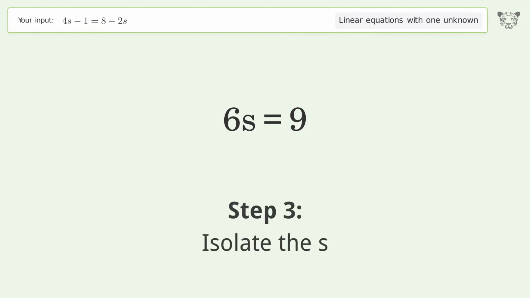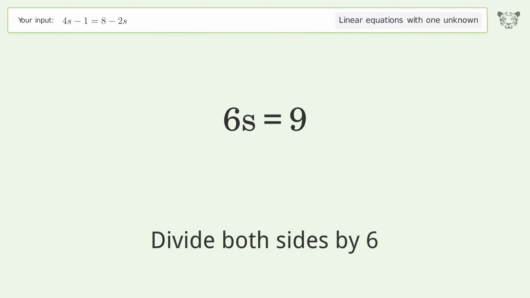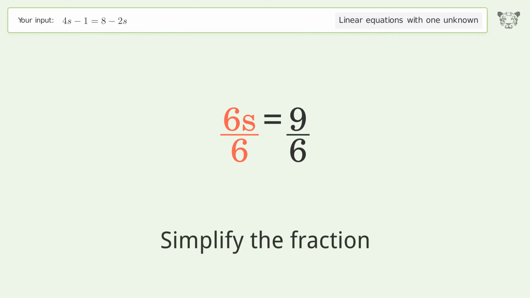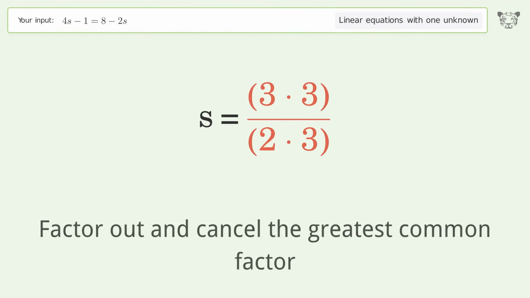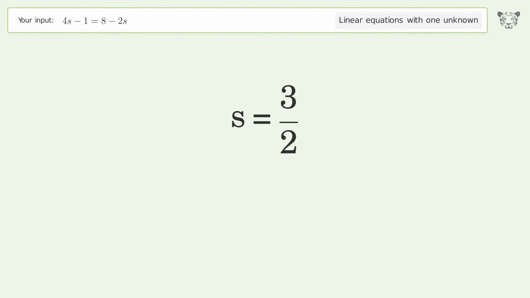Isolate the s. Divide both sides by 6. Simplify the fraction. Find the greatest common factor of the numerator and denominator. Factor out and cancel the greatest common factor. And so the final result is s equals 3/2.